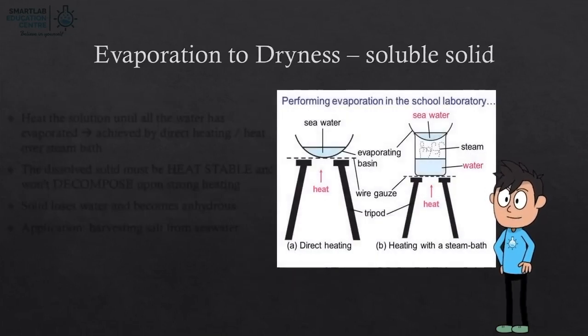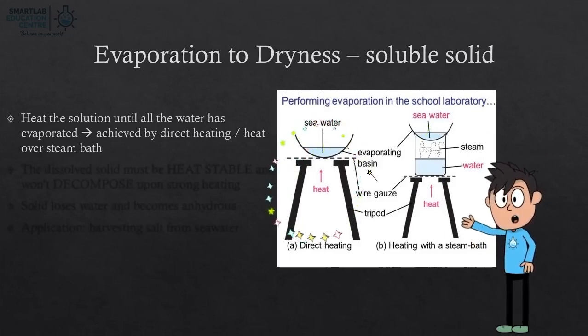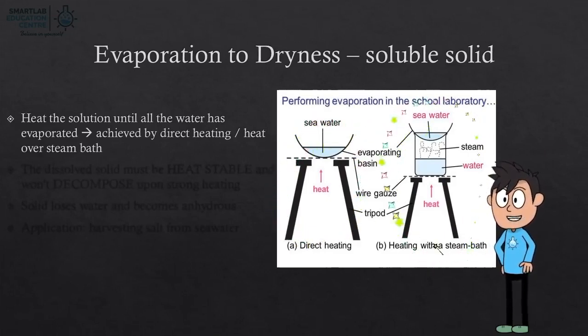Evaporation to dryness, a method for soluble solid. Heat the solution until all the water has evaporated. This is achieved by direct heating, which is what you see on the left, or heat over steam bath, which is what you see on the right.